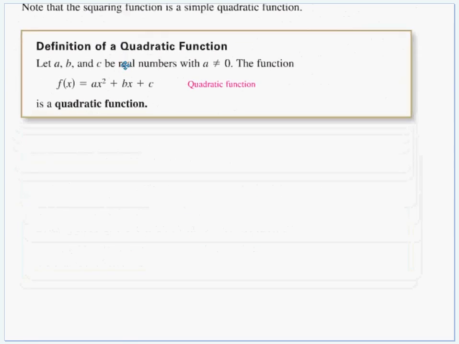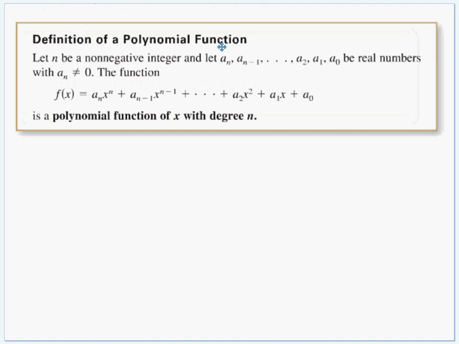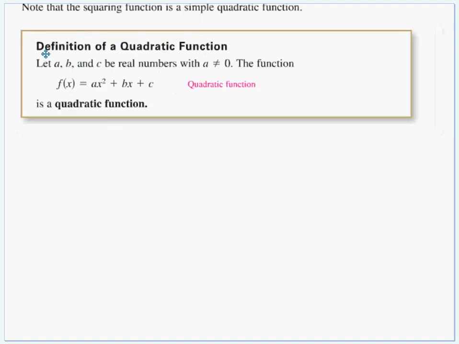Now the definition on the other slide was of any polynomial. Here's just a stricter definition of a quadratic function. And this one, it's a little easier to see what's going on. It just says a, b, and c are real numbers, and a is not equal to 0. If a is equal to 0, we would have 0x squared, so it would no longer be a quadratic, because a quadratic has to have a second power.